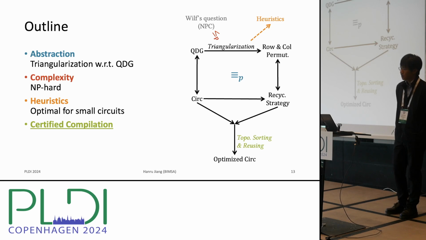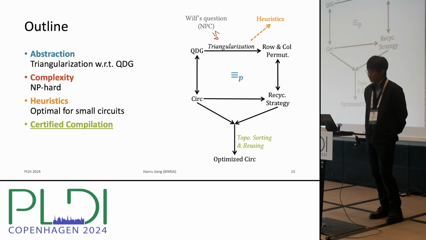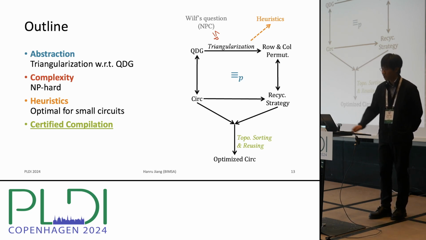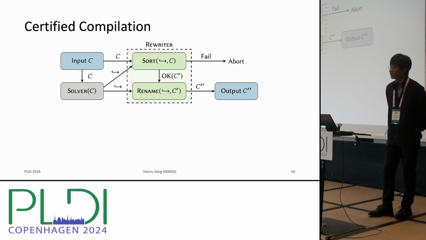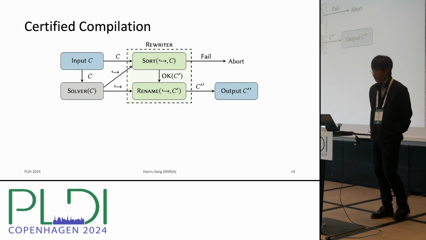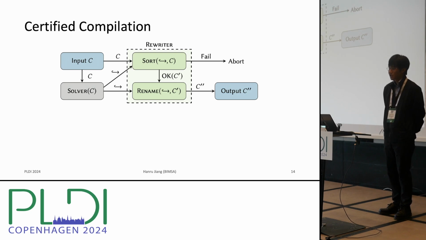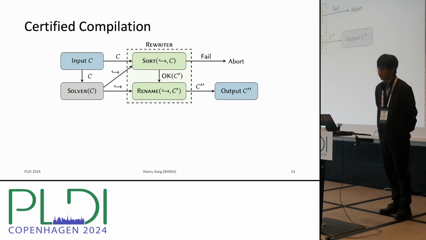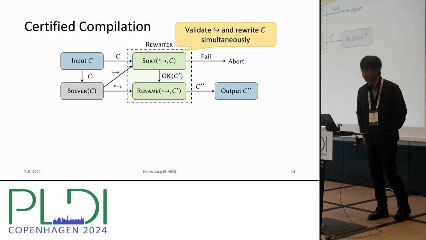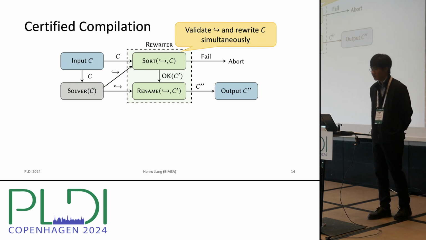Okay, so the last piece of this work is about a certified compiler for qubit recycling. It is also based on the previous abstraction, and what we really verified is the topological sorting and the qubit reusing module. So this is the workflow of our optimizer. Given an input circuit C, we first try to find a recycling strategy using the algorithm presented before. That is our solver in the gray box. And then we feed the recycling strategy to the sort module to do topological sorting. If the sort succeeds, it means the recycling strategy is valid, and we reuse the qubits and obtain an optimized circuit. Otherwise, it means our solver returned an invalid recycling strategy. So the sort module actually serves as a validator. It validates the recycling strategy and also rewrites the circuit C simultaneously.